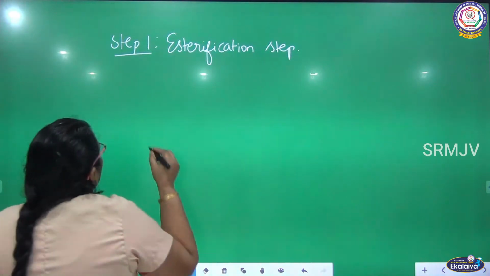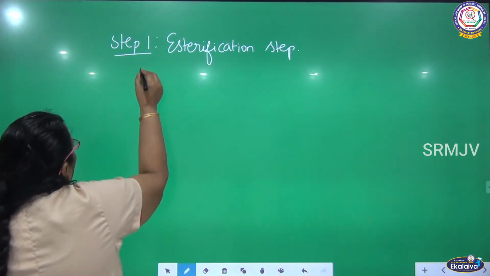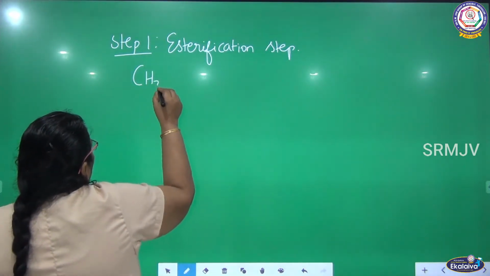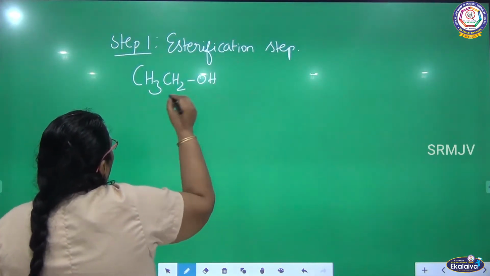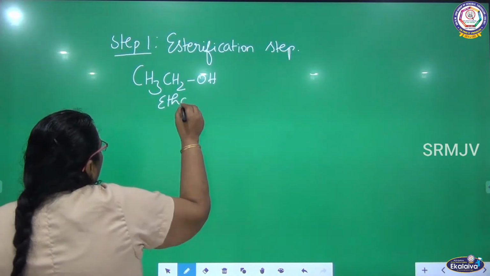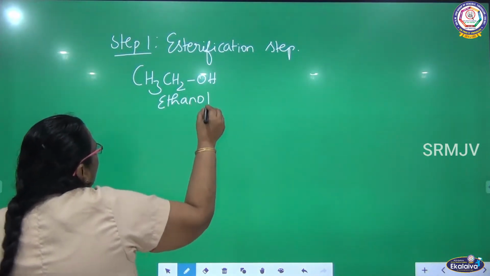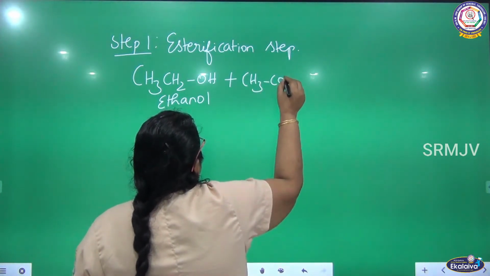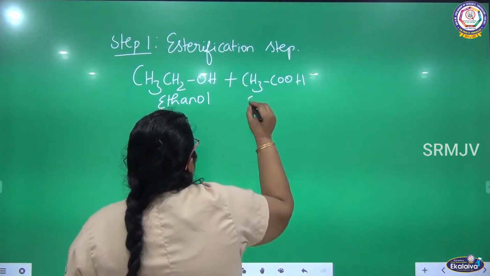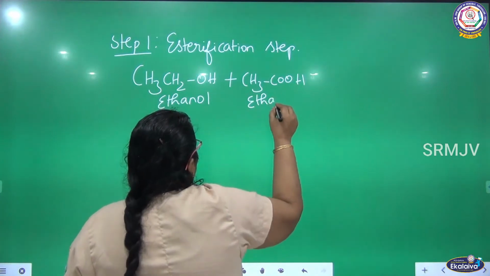So, what is esterification? Let us write the alcohol and carboxylic acid. I am writing ethanol, which is an alcohol. Ethanol reacts with ethanoic acid, CH3COOH.